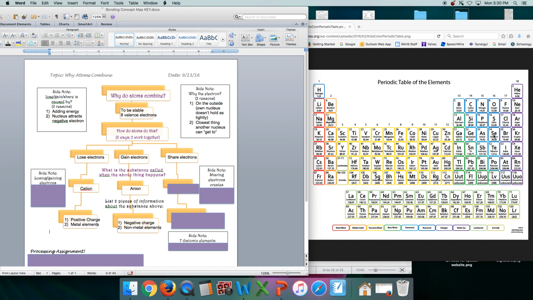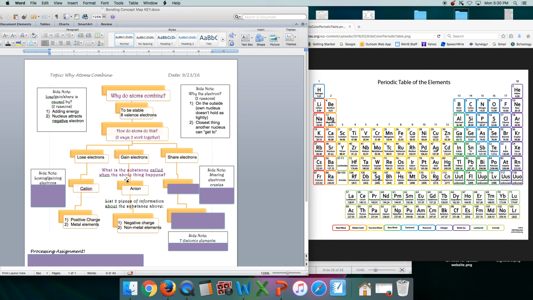If they go backwards, it's closer to get to the noble gases. But the non-metals, it's easier for them to go forwards, gain electrons to be like the noble gases. So that's what we mean by metal elements are more likely to lose electrons, non-metals more likely to gain electrons.